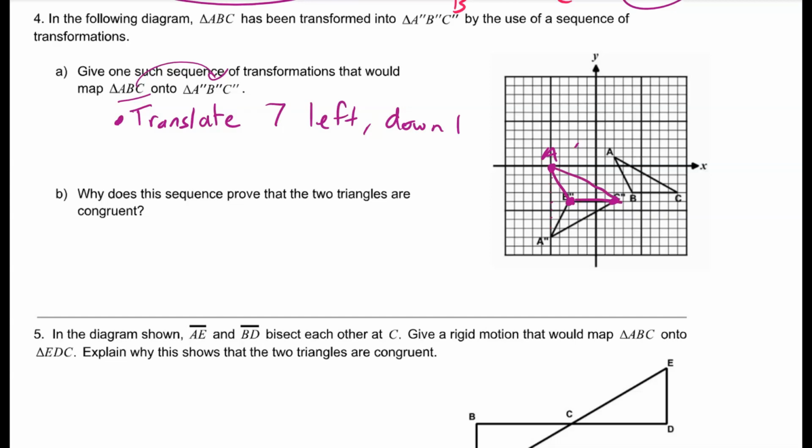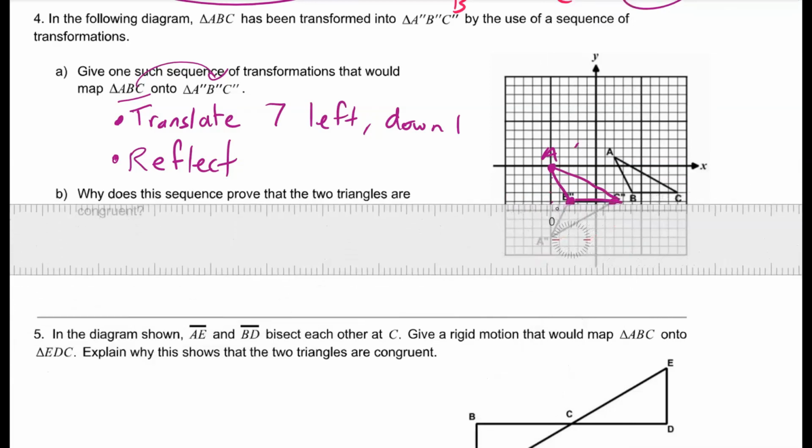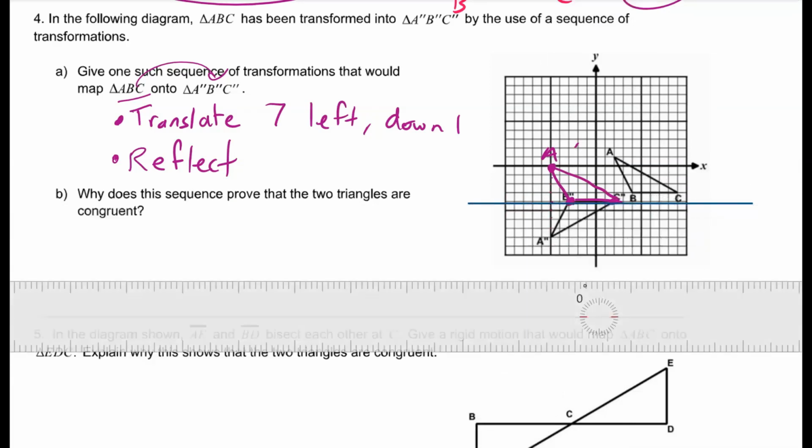So these triangles are almost mapped onto each other, but it looks like I still need to do a reflection. The problem is, if I want to say I'm going to reflect, I need to state what line I'm reflecting over. So it's going to be this side that's made by B double prime, C double prime, and that's just a horizontal line right there.